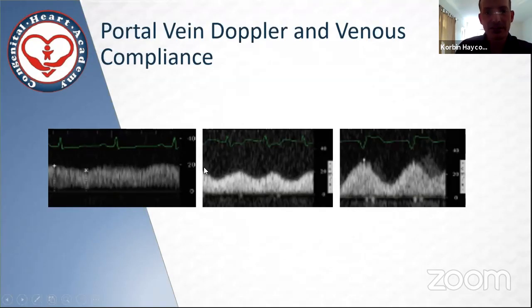And then as the venous compliance reaches its limit, we start to see some pulsations that are related to the back pressure of the A wave being transmitted. And ultimately, when the S wave reverses, we get very big pulsations, and we can actually get a biphasic look to the portal vein Doppler.